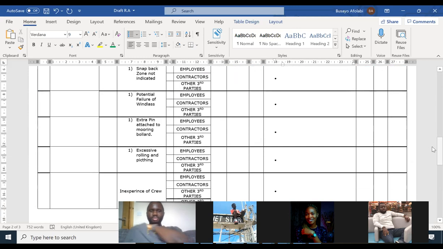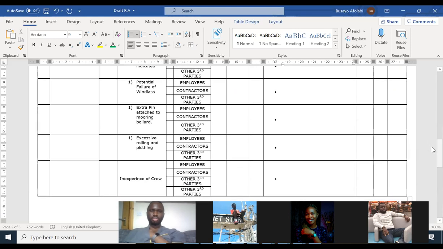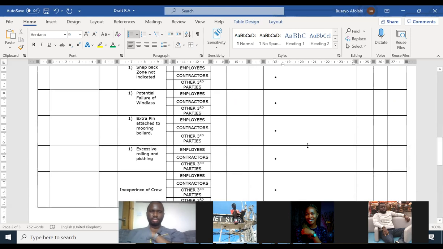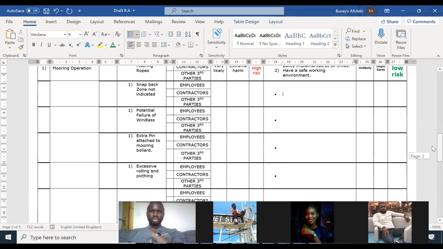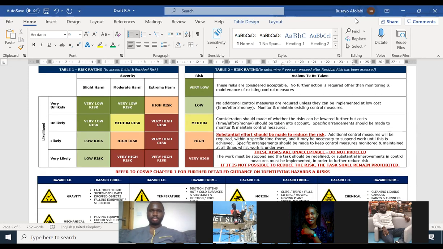Yeah, so we're just going to do one more before we call it, and it's going to be very fast. I'll call Beatrice. You pointed out the extra pin attached to the mooring bollard. So what's the likelihood? Let's come down to the risk factor. Do you want me to put the picture up for you? Yeah, I can see.